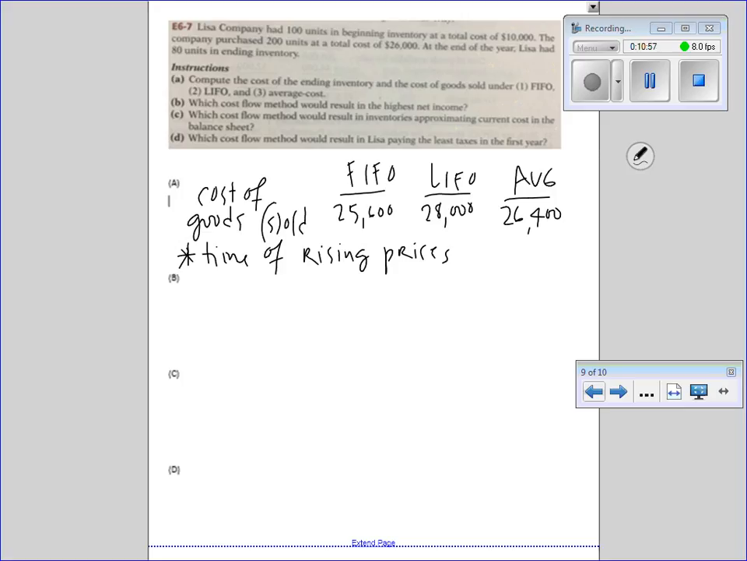So to answer B, which cost flow method would result in the highest net income? In other words, we're making the most money. FIFO, LIFO, or average? FIFO. I see Taylor saying FIFO, and he is correct. FIFO. The bigger question is why?